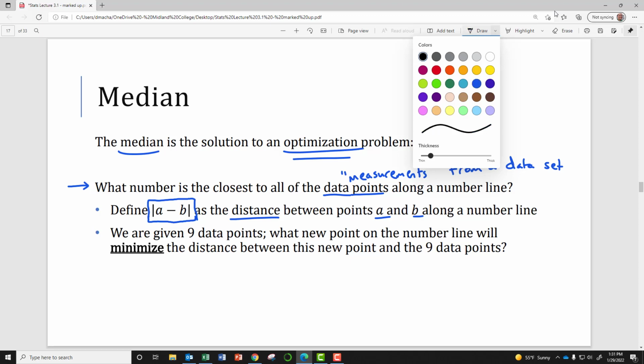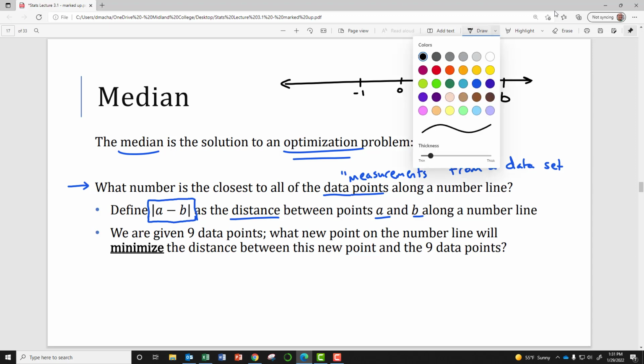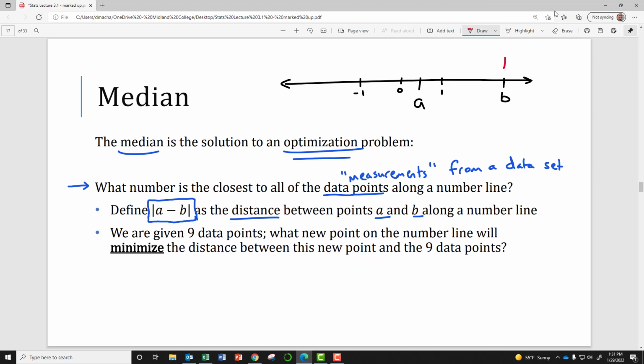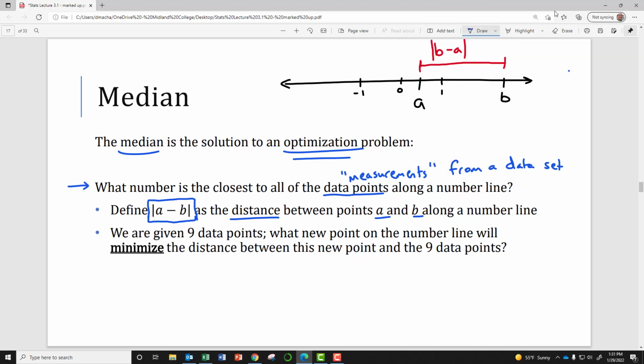If I draw a number line up here, and so here's 0, here's 1, here's negative 1, and let's say that this point is point B, and this point is point A. This distance between B and A would be the difference between B and A. And in case you took these points in a different order, we use the absolute value sign so that that distance is always a positive number. You can't ever have negative distance, right? So that's how we come up with this formula for the distance between points A and B along a number line.